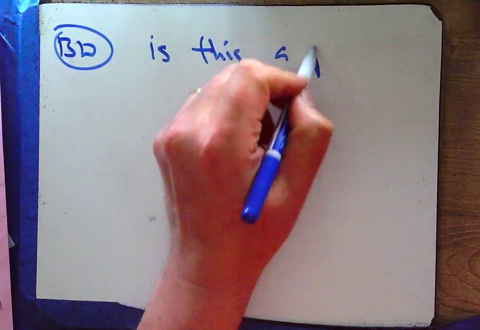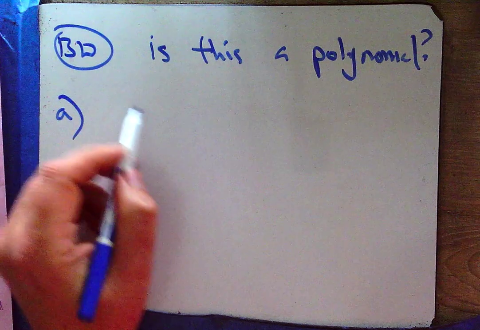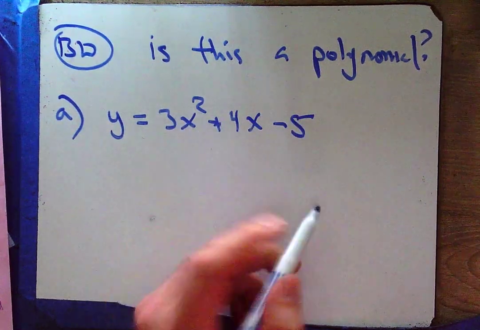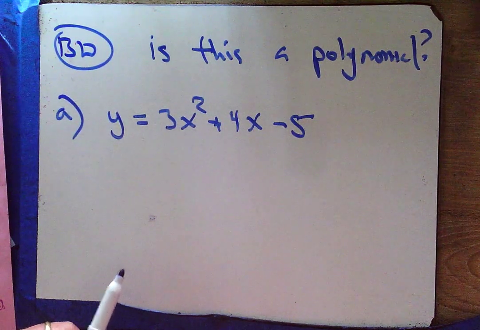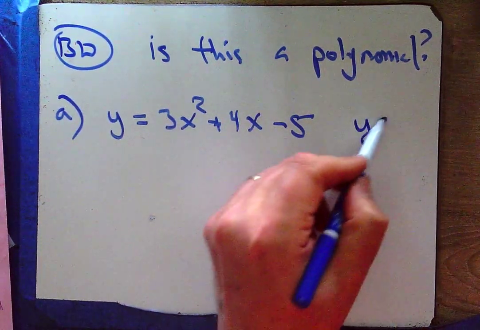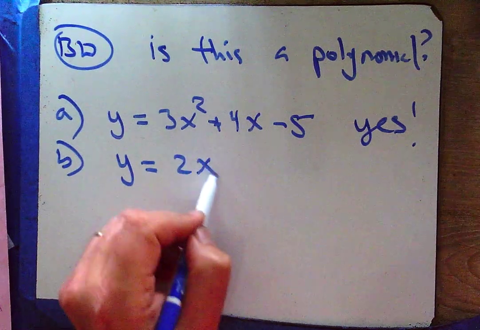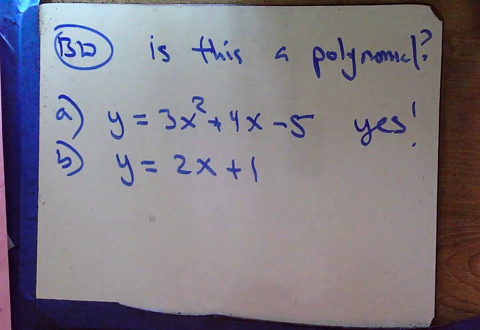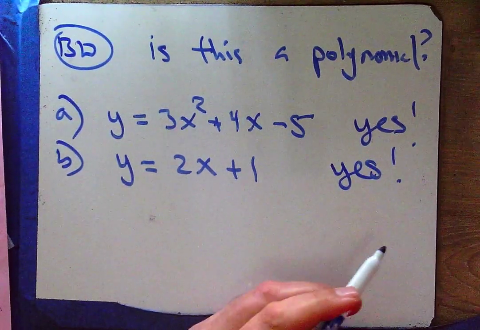I'm going to ask you, is this a polynomial? Okay, so here's the first one. Y equals 3x squared plus 4x minus 5. Is this a polynomial? 5, 4, 3, 2, 1. Why, yes, this is a polynomial. Good job. How about this one? Y equals 2x plus 1. Is this a polynomial? 5, 4, 3, 2, 1. Yes, this is too.